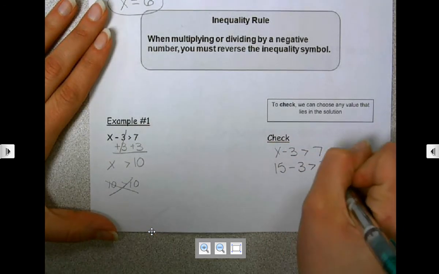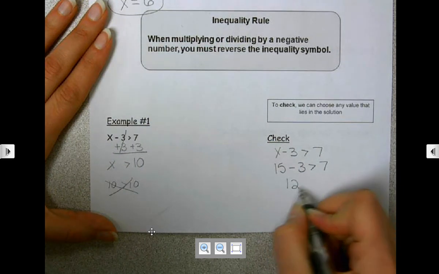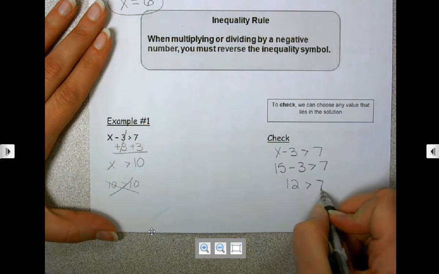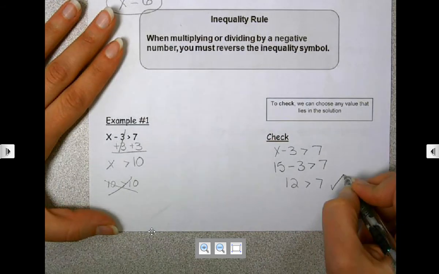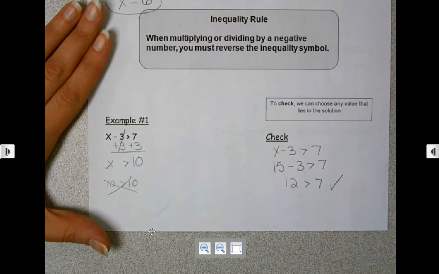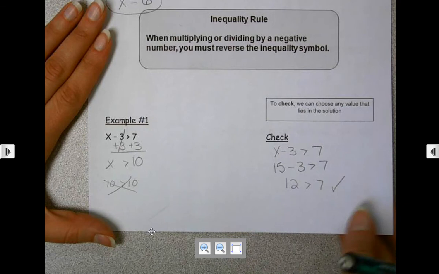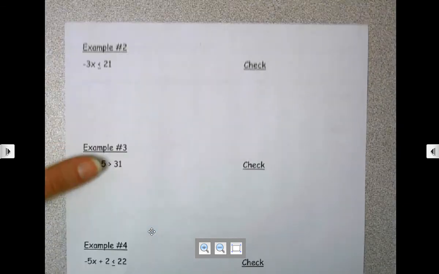15 minus 3, I know that it should be 12. 12 is greater than 7. Well, is that true? Absolutely. So therefore we check and our answer is correct. Okay, go ahead and flip over to the next side.